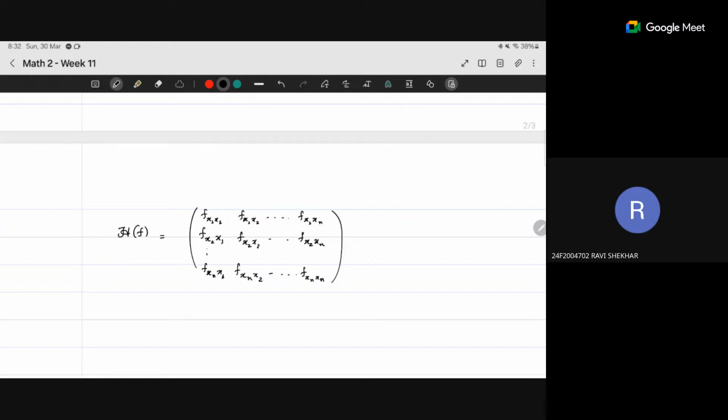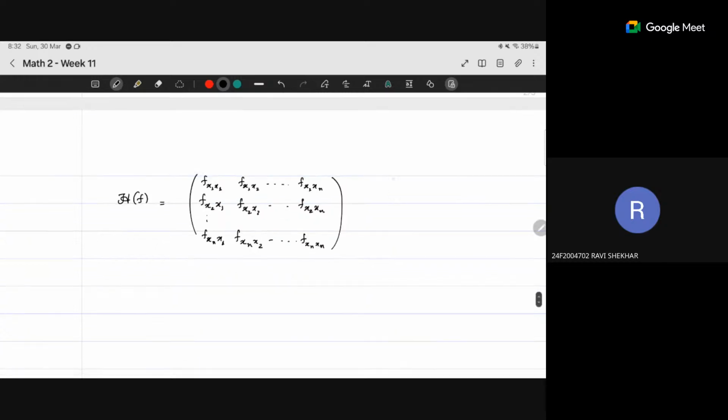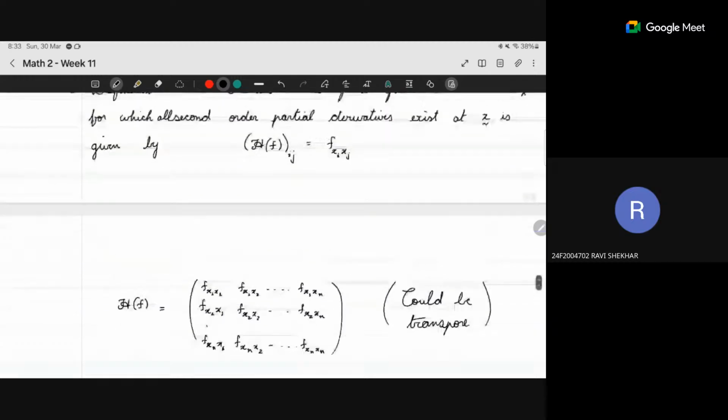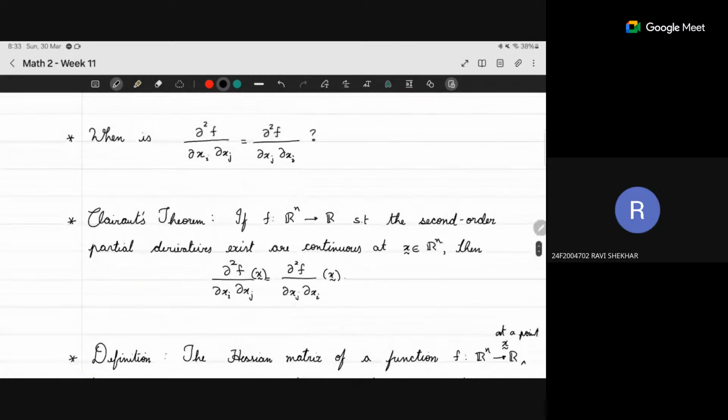Oh, but for the Hessian, it is the other way, is it? Okay, let me just verify that. The ijth entry, let me just remark over here, would be the transpose. But it does not matter for our case because we'll be dealing with functions which satisfy the hypothesis of Clairaut's theorem.